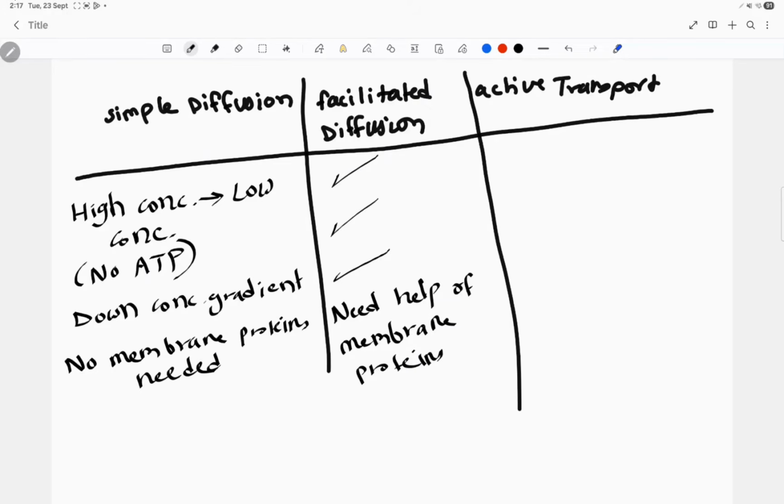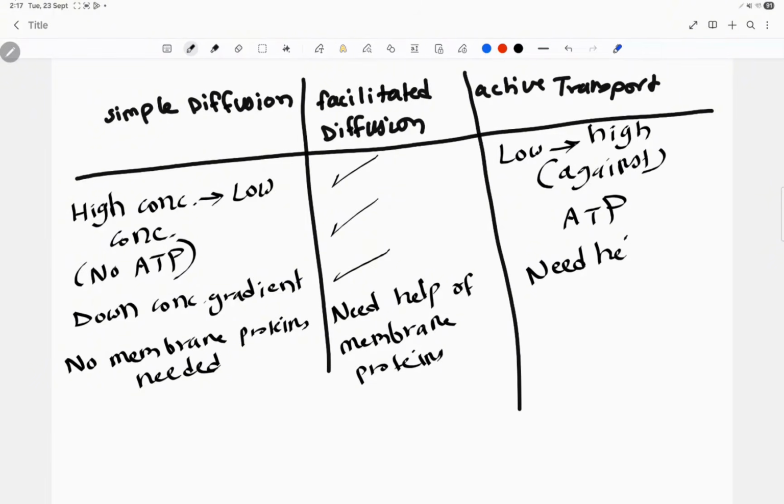If it's active transport, it's going to be from low concentration to high concentration. And going from low to high means going against the concentration gradient, which will require ATP. And we have to have the help of a transport protein called a pump. We need the help of a pump to do so.